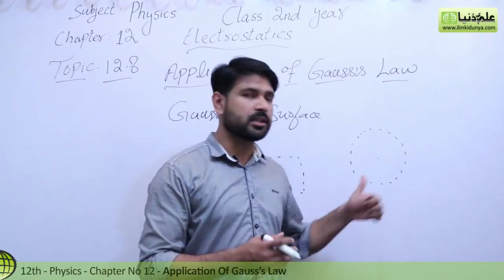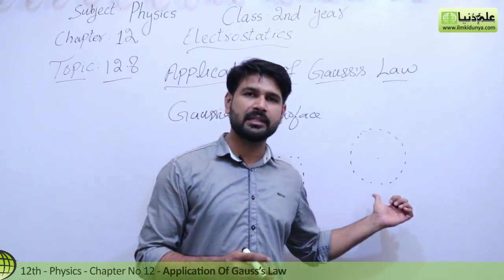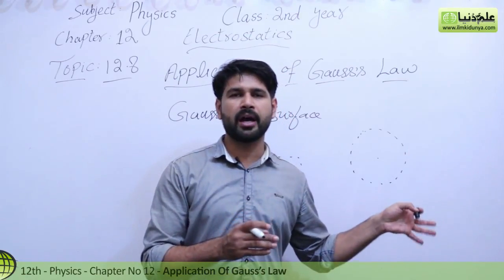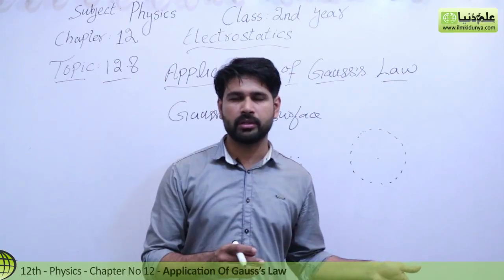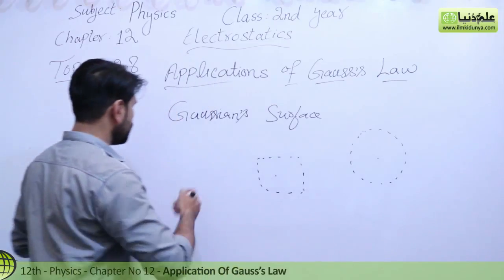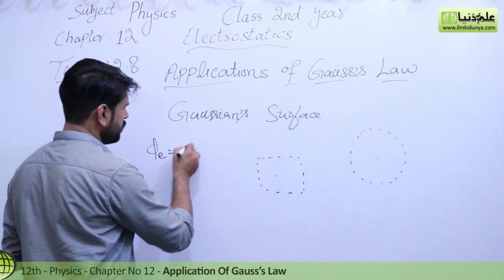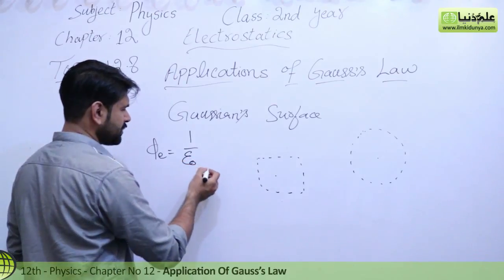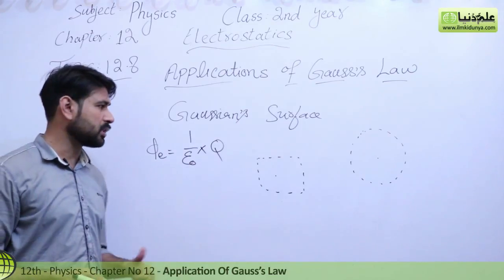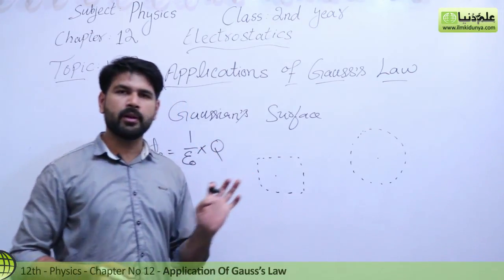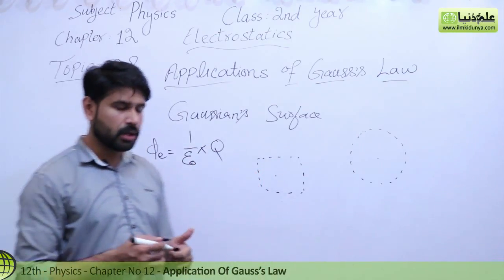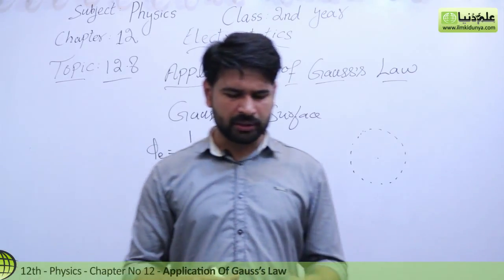So how can you find the electric field intensity? First, we calculate the total charge inside that Gaussian surface, and then we multiply that charge by the ratio 1 over epsilon naught. Then you can find the total E. Like in the previous lecture, Gauss's law is 1 over epsilon naught times Q, the total charge. When you can find Q, then you can also find the electric flux or the electric field intensity. So now see the first application.